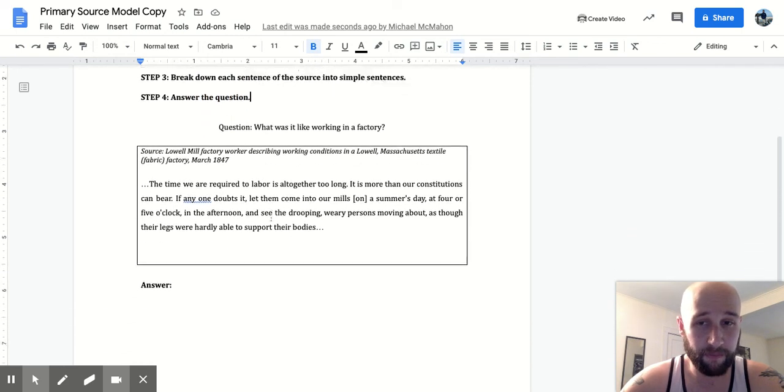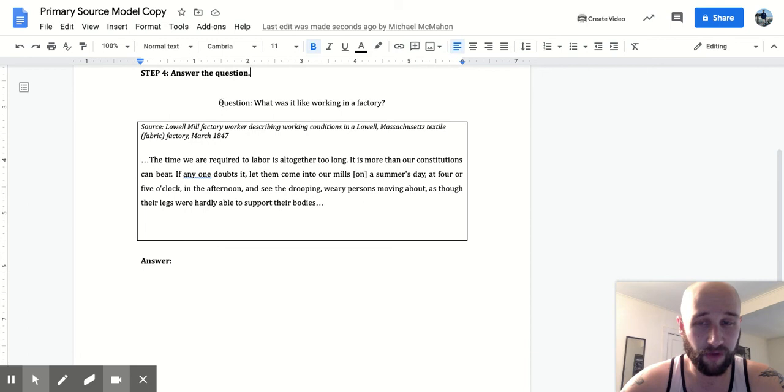So for this example, we're going to use this little source right here. And we're going to start with our question. What was it like working in a factory? So first, we read the source information that says, Lowell Mill factory worker describing working conditions in a Lowell, Massachusetts textile or fabric factory, March 1847.